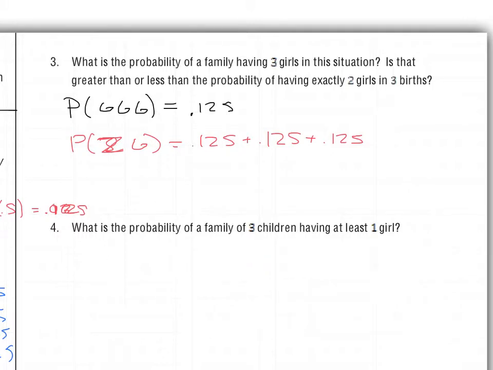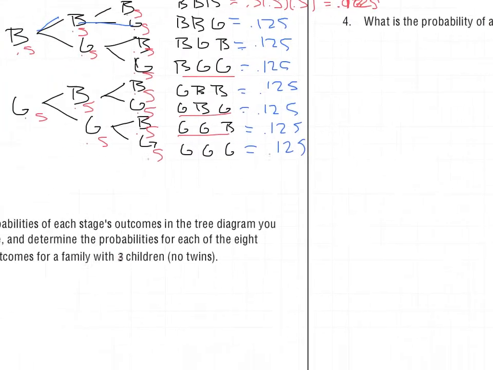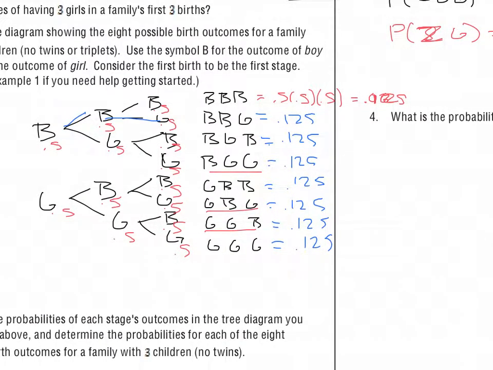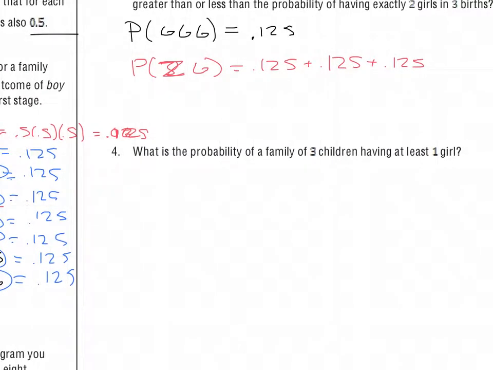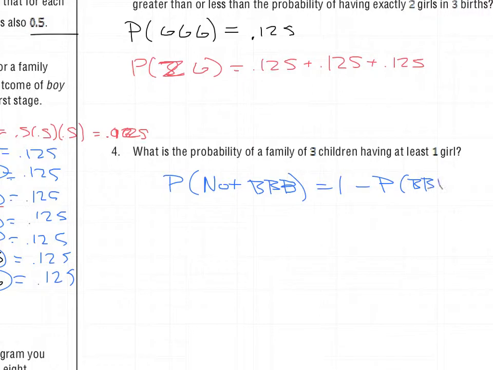All right, what is the probability of the family of 3 children having at least 1 girl? Well, again, when we look through this, I'm going to circle the ones that have 1 girl, and I'm going to actually end up circling all of them except for 1. So this would be a good point to be like, okay, this is where I need to find the probability of not BBB. So taking the 100% probability and subtracting away the probability of BBB. So that's 1 minus the 0.125, and that's going to give me 0.875.